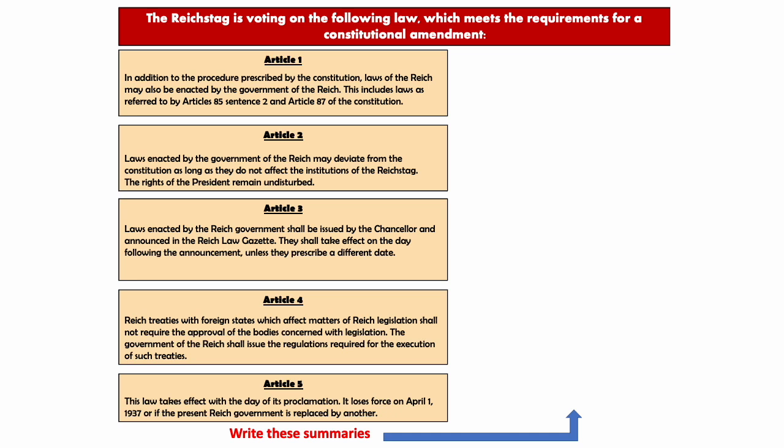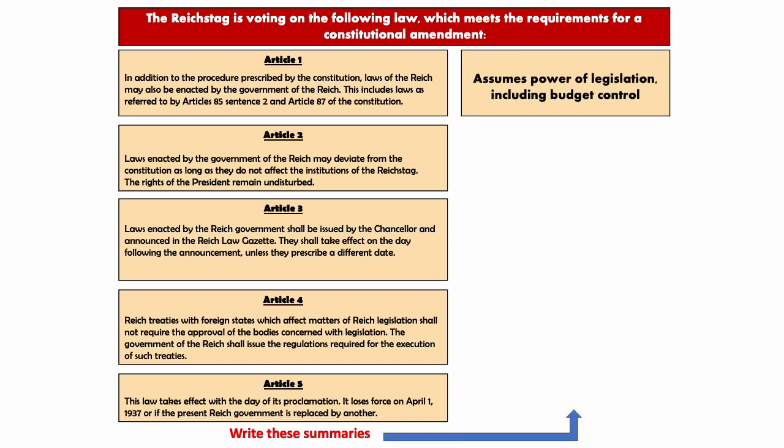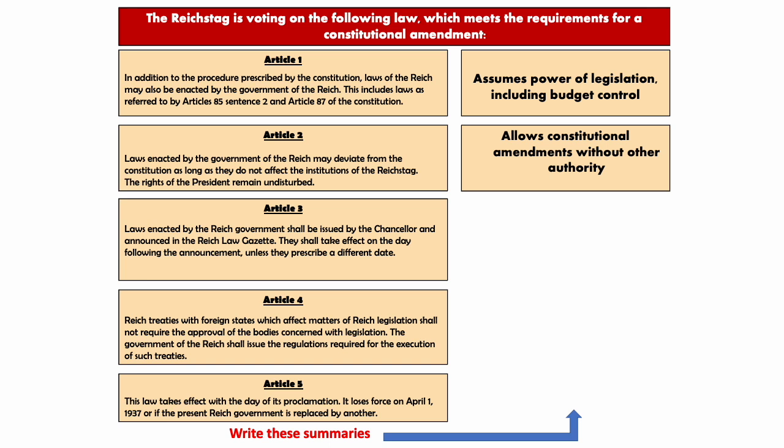Now, in your book or wherever you're making these notes, as each box appears in the next minute or two, you're just going to write the summary of each article. It's very wordy, very political, as these things tend to be, laws and acts. But they're going to vote on the following. Article 1 of the Enabling Act is going to assume power over the legislation and budget. That basically means Hitler is going to be in control of any law. He can make any law he wants and get rid of any law that he wants, and of course control the budget. That's what they're going to vote for.